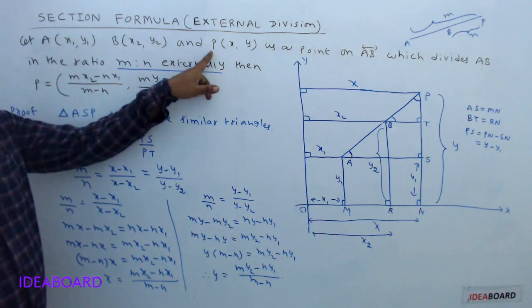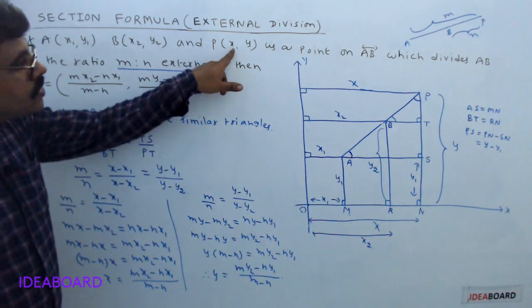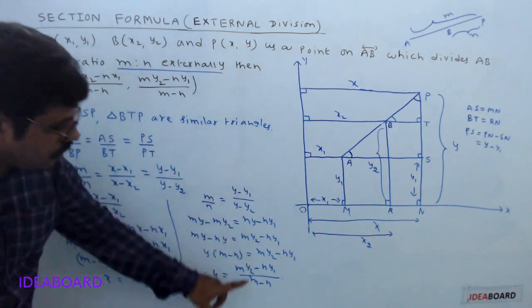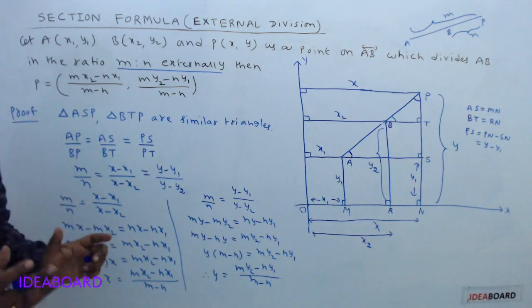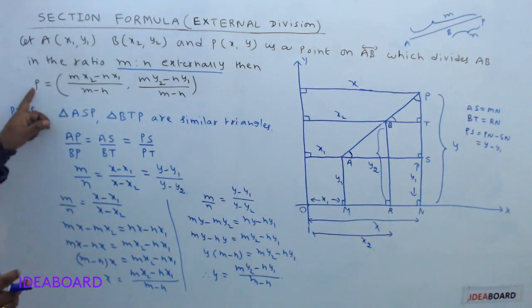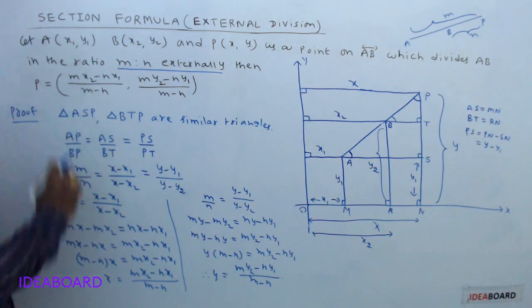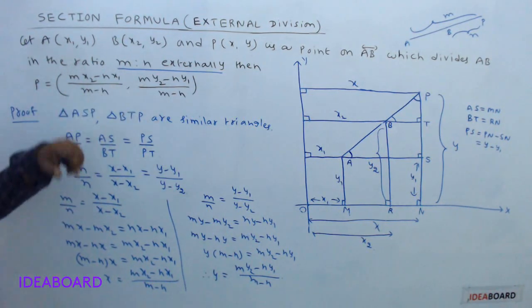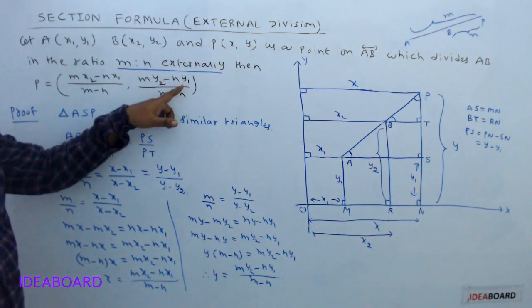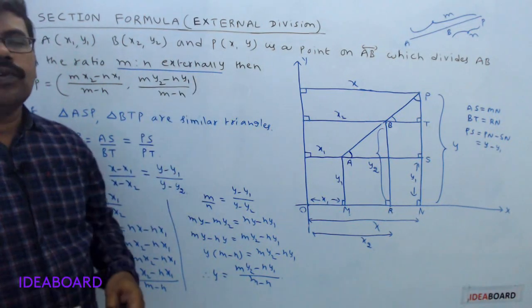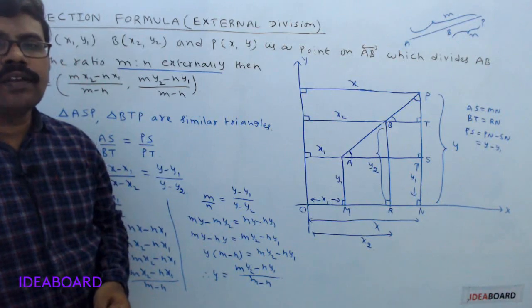So in point P coordinates, in place of x, substituting this value, in place of y, write down this value. So therefore your P point coordinates are mx2 minus nx1 by m minus n, y coordinate value my2 minus ny1 divided by m minus n. Now this is the proof of the external division formula.